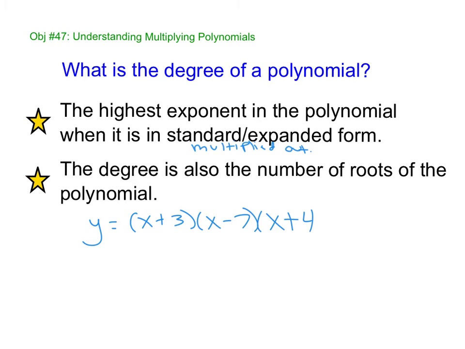How many roots are there in this problem? 3, right? If I solved this, set them equal to 0, negative 3, positive 7, negative 4. I have 3 roots, so my degree is 3, right? The degree, why isn't my pen working? My degree here would be 3 because that's how many roots I have if I solved those, okay?